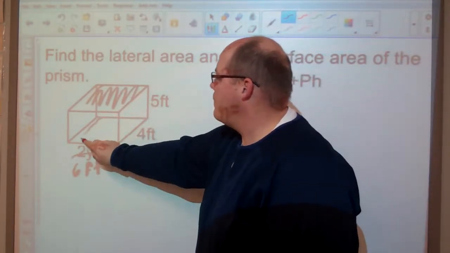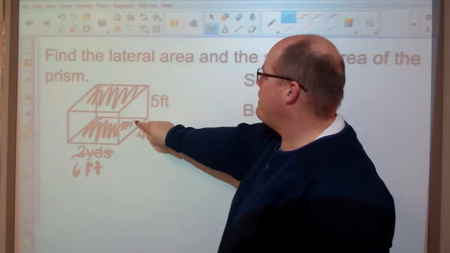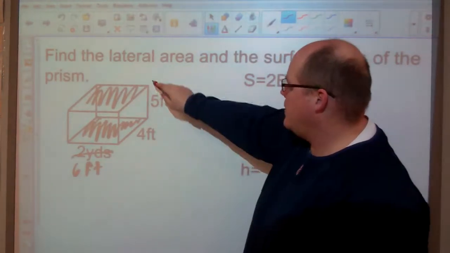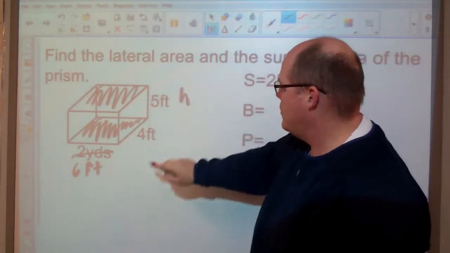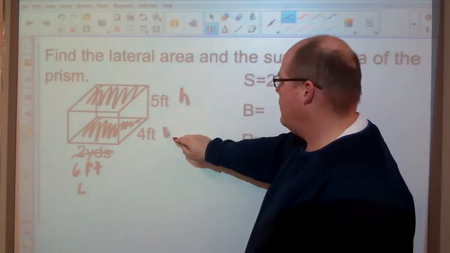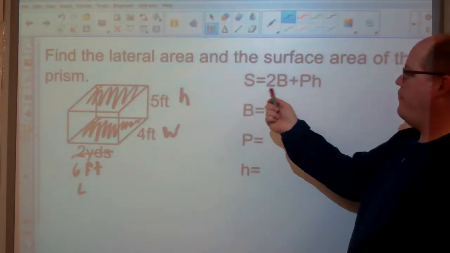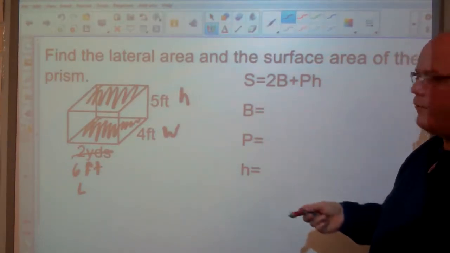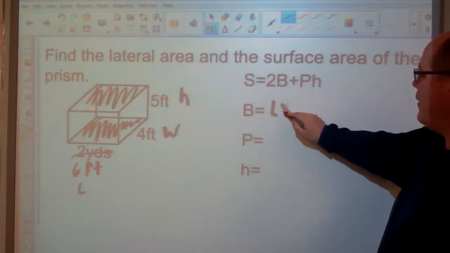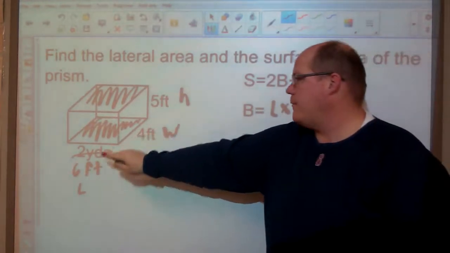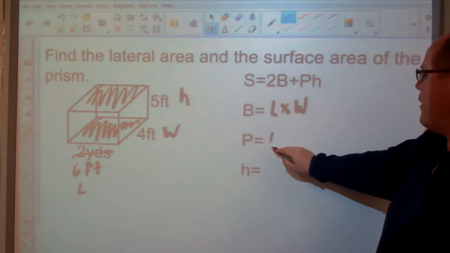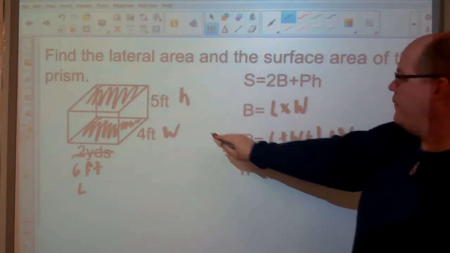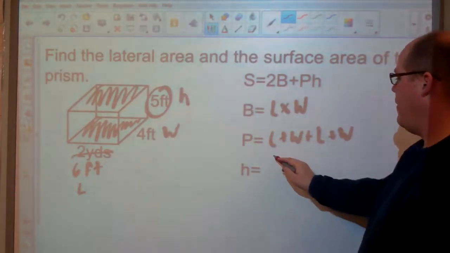So once I've converted, now I'm going to shade my bases. The top, my bottom. Now I'm going to label H, L, and W. The height connects the 2 bases, so H, L, W. You see I have my formula written down already. I've got my 3 letters. I'm going to write the formulas for each of the letters. L times W. Right, it's a rectangle, L times W. P is L plus W plus L plus W. Height, 5.